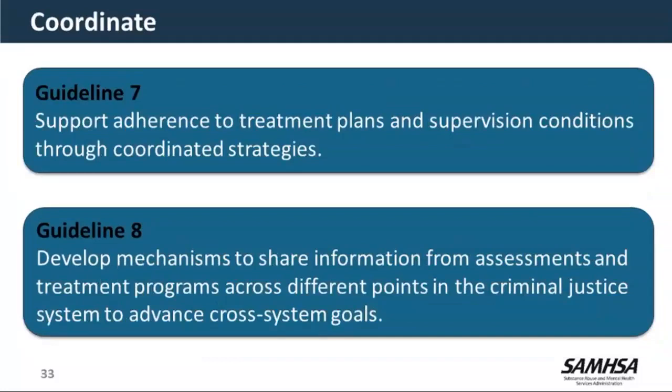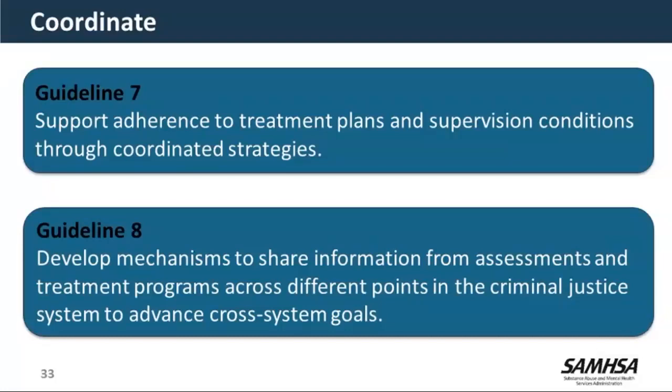The last guidelines, guidelines 7 and 8, fit very nicely within the last piece of the APIC acronym, or the coordinate. And that is guideline 7, we want to support the adherence to treatment plans and supervision conditions through these coordinated strategies with criminal justice and behavioral health partnerships.